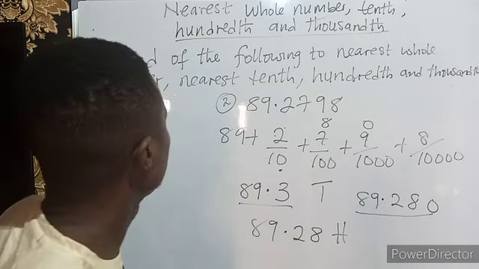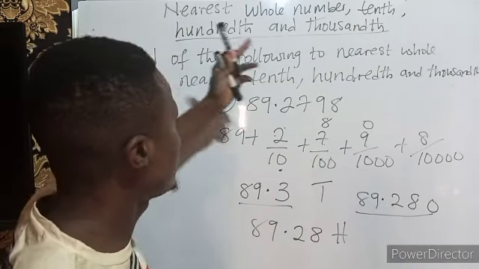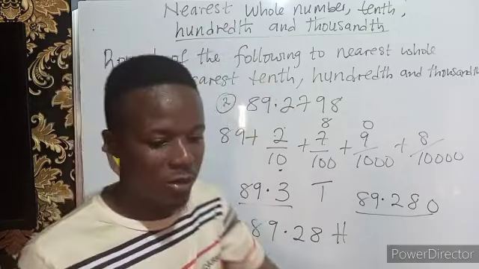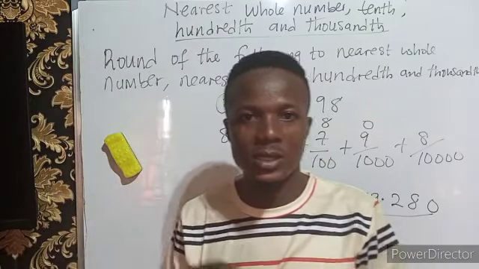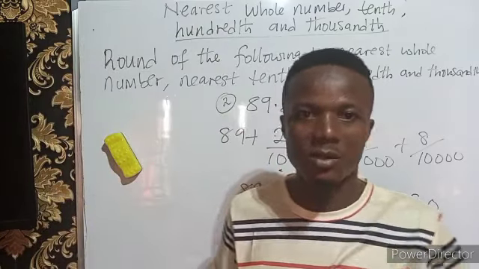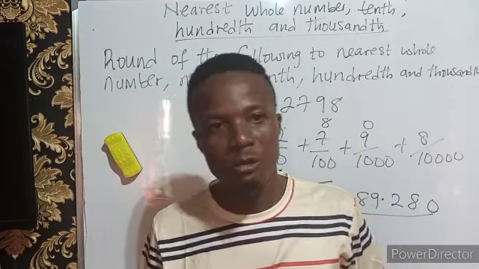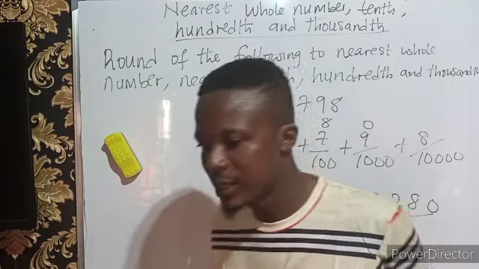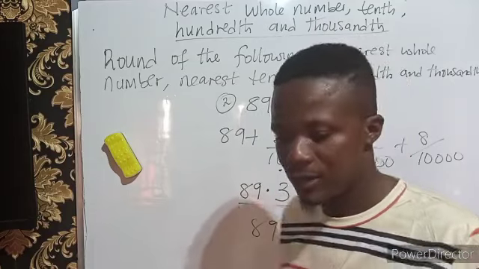And this is just how to round off numbers to the nearest whole, tenth, hundredth, and thousandth. Once you see "th" there, it means it's a decimal, so you have to put it rightfully. Don't be confused between hundred, hundredth, tenth, thousand, and thousandth.